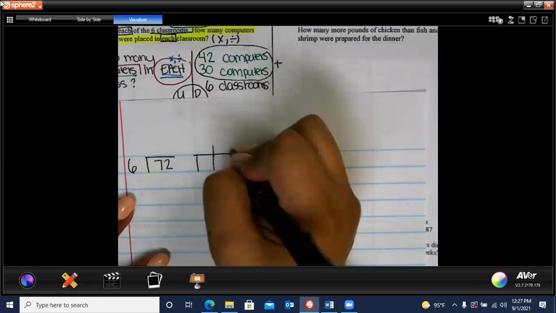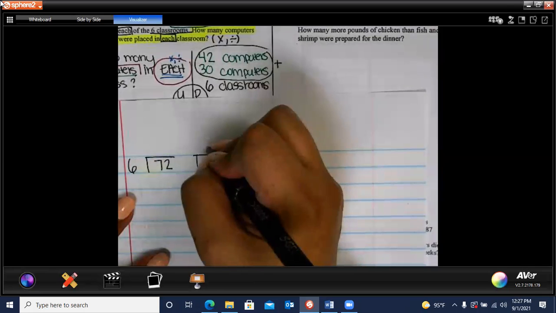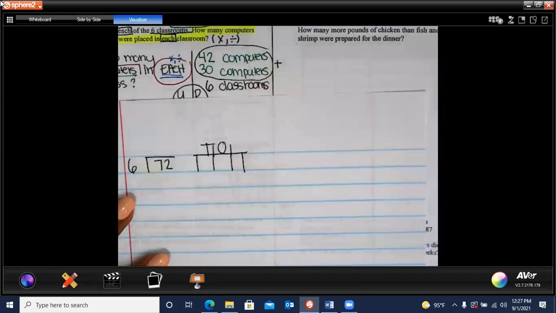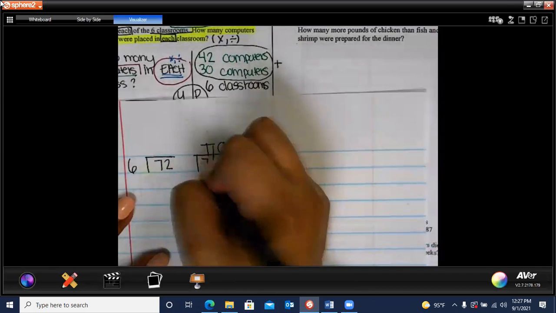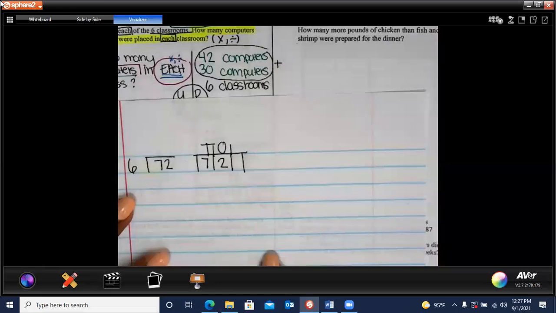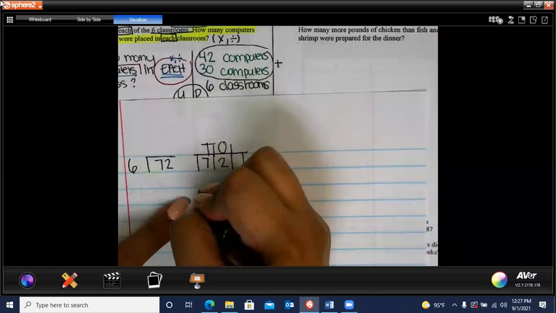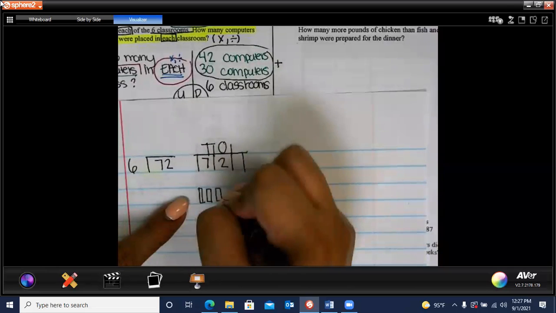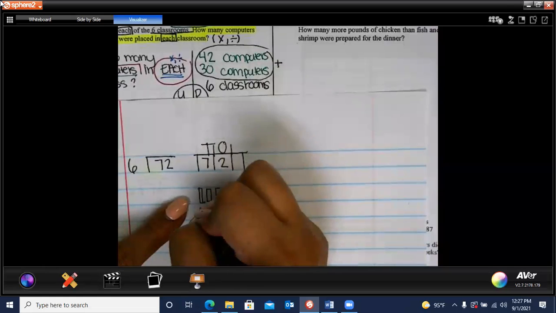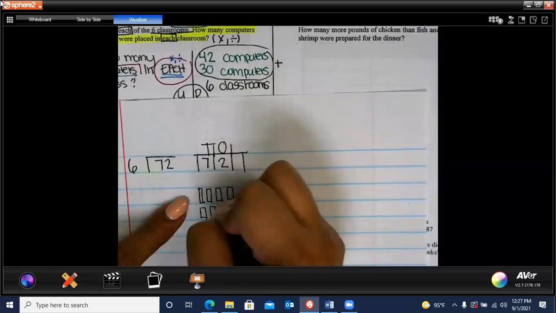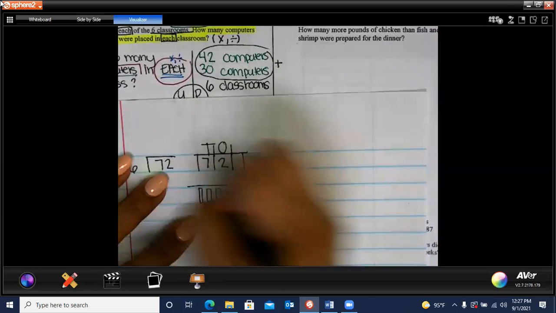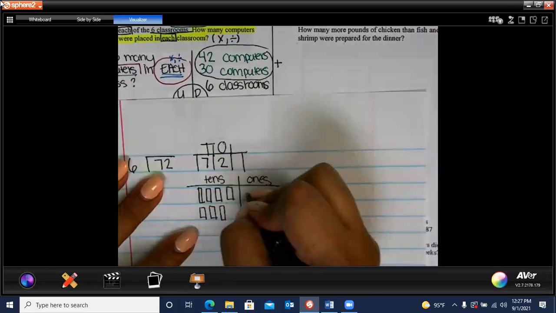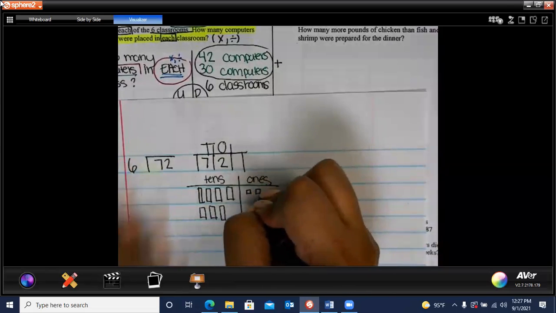My place value chart. I have tens and I have ones. I don't have any zeros. So I have 7 tens and 2 ones. That means that I have 7 groups of 10. 1, 2, 3, 4, 5, 6, 7. This is my strip diagram again. And then I have my ones. I have 2 groups of ones.